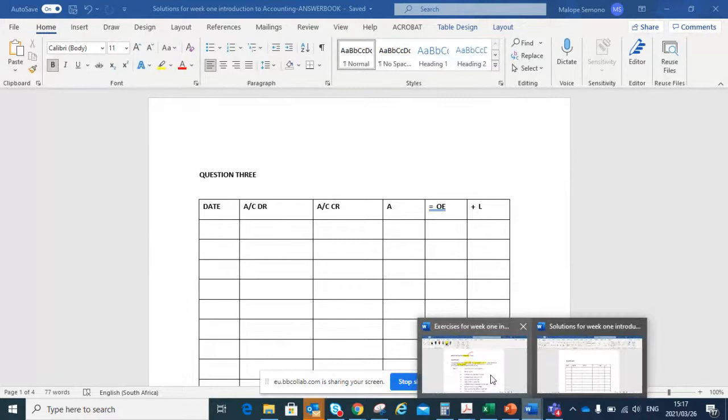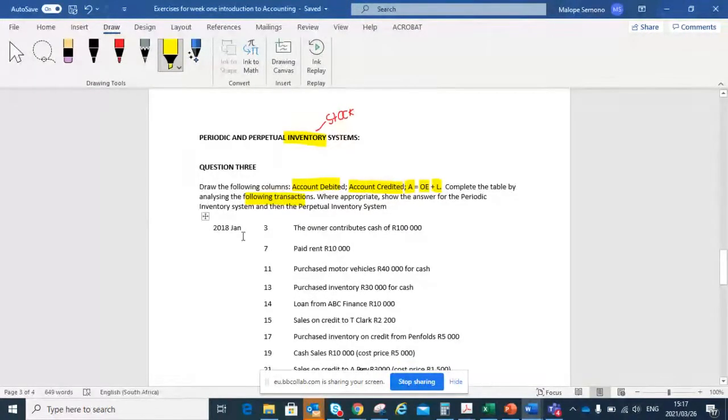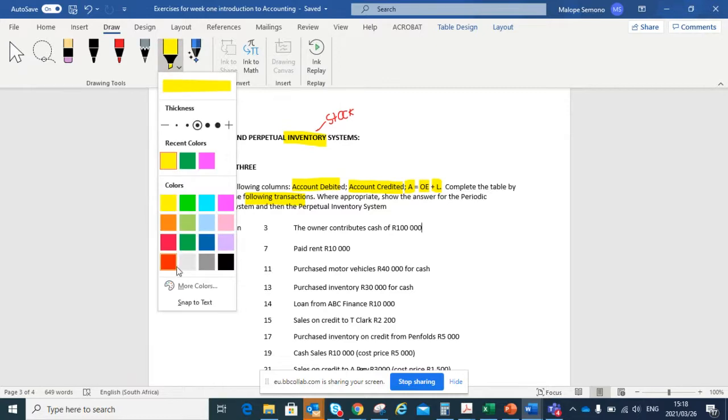Yes, let me go back to the question and we continue. Now, let's go to the question and start analyzing. So these transactions are for January 2018, as you can see here. The first transaction is on the 3rd. Please go and write under the date. Just write 3 under the date. But now we need to analyze this transaction. They say the owner contributes cash of 100,000. So now I will do this. They say the owner contributed cash.